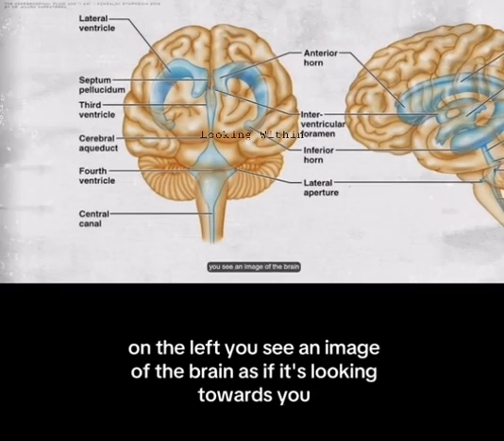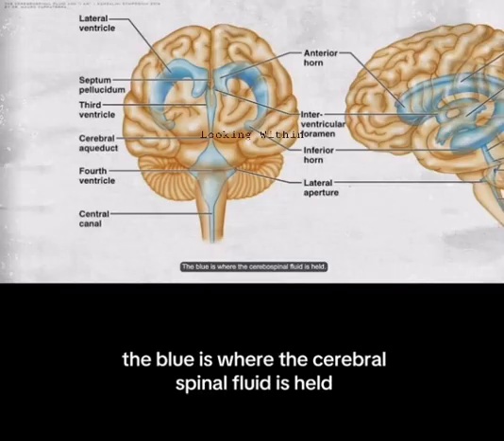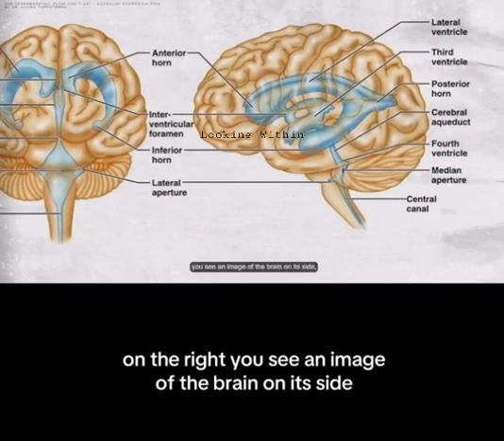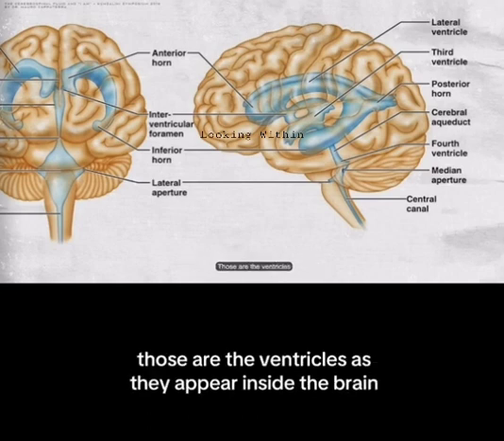On the left, you see an image of the brain as if it's looking towards you. The blue is where the cerebrospinal fluid is held. On the right, you see an image of the brain on its side, as if it's looking to the left. Those are the ventricles as they appear inside the brain.